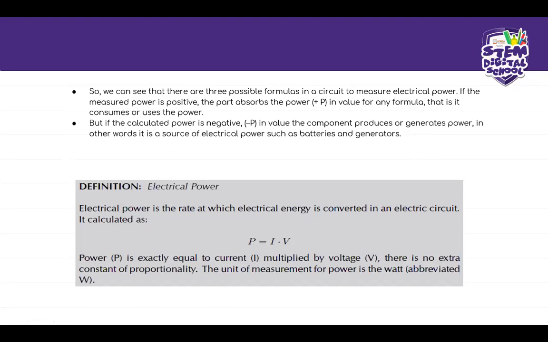If the measured power is positive, the part absorbs the power, which is a positive P, in value of any formula. That is, it consumes or uses power. But if the calculated power is negative in value, then the component produces or generates power. In other words, it is a source of electrical power, such as a battery or a generator.